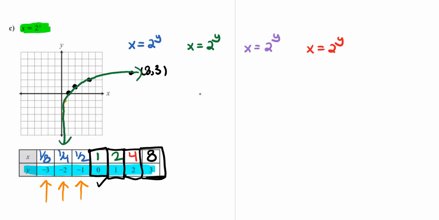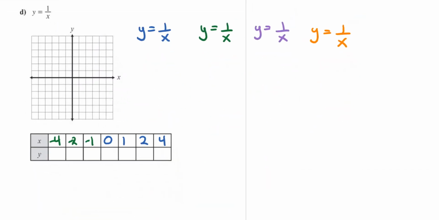And indeed, this is a function. It's absolutely a function because it does pass the vertical line test. If I draw a vertical line right through this graph, it only touches one y value, right? So that's a function for that one for sure. Okay, let's move on to letter D now.